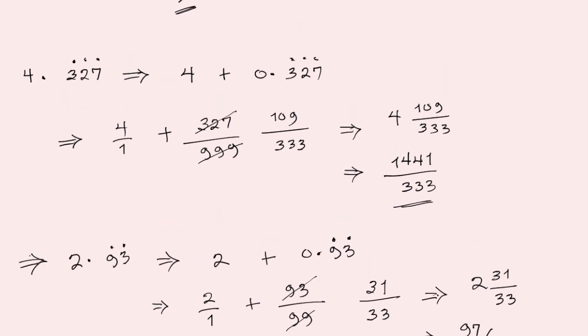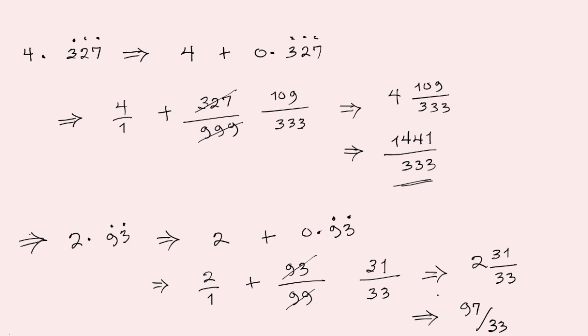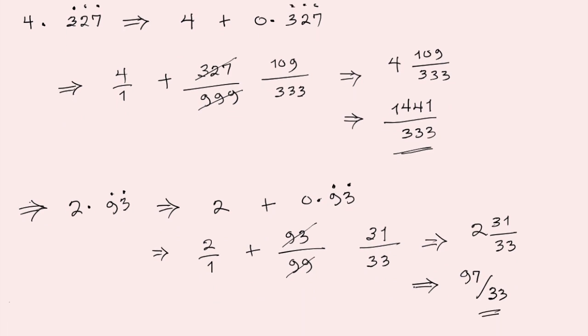So I hope you're able to understand how to convert repeating decimals into fractions. Now all you have to do is count the number of decimal places repeating, and then divide that figure. In this case, 93 is the number of repeating figures.